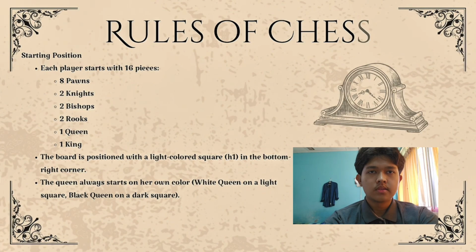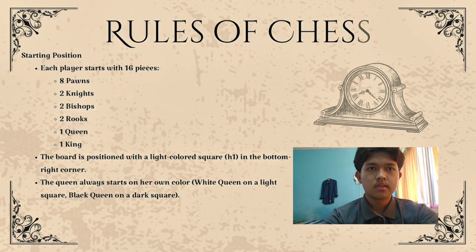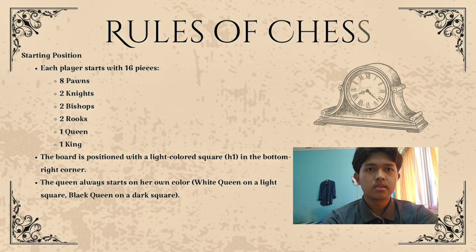For the rules of chess, starting position: each player starts with 16 pieces, 8 pawns, 2 knights, 2 bishops, 2 rooks, 1 queen, 1 king. The board is positioned with a light color square, H1, in the bottom right corner. The queen always starts on her own color: the white queen on the light square, the black queen on the dark square.